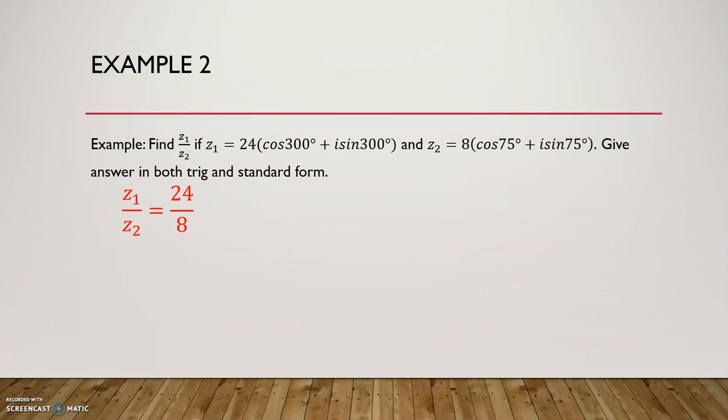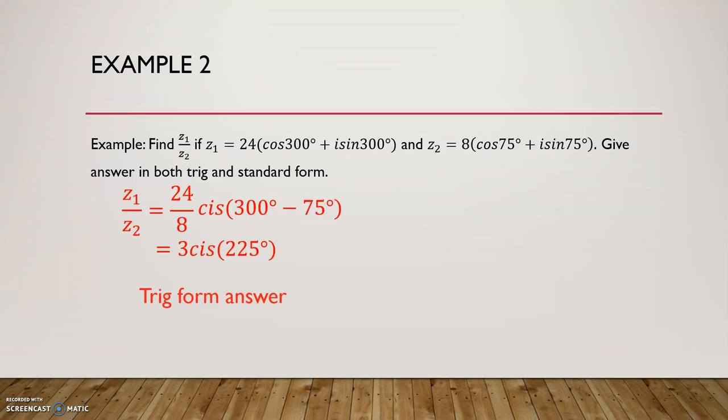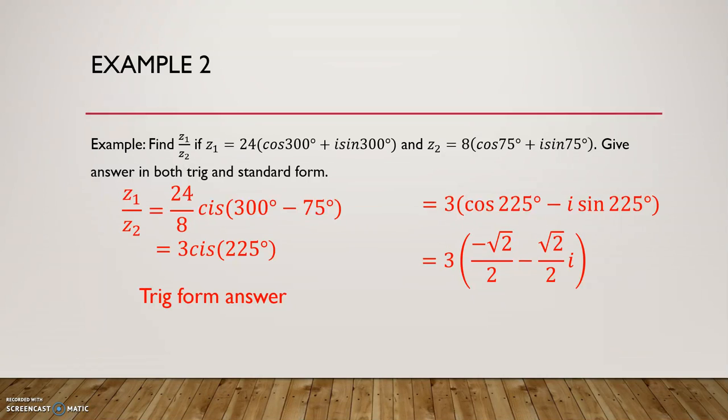So we're going to take the 24 and divide it by 8 because we do Z1 divided by Z2. We divide the R values, and then we're going to subtract the angles. So we'll do 300 degrees minus the 75 degrees. When you subtract, you get 225. It's between 0 and 360, so we're good. And the 24 divided by 8 is 3. So this is your trig form answer. Let's go ahead and expand it now so we can switch it into standard form. So what we end up with is cosine 225 plus i sine 225.